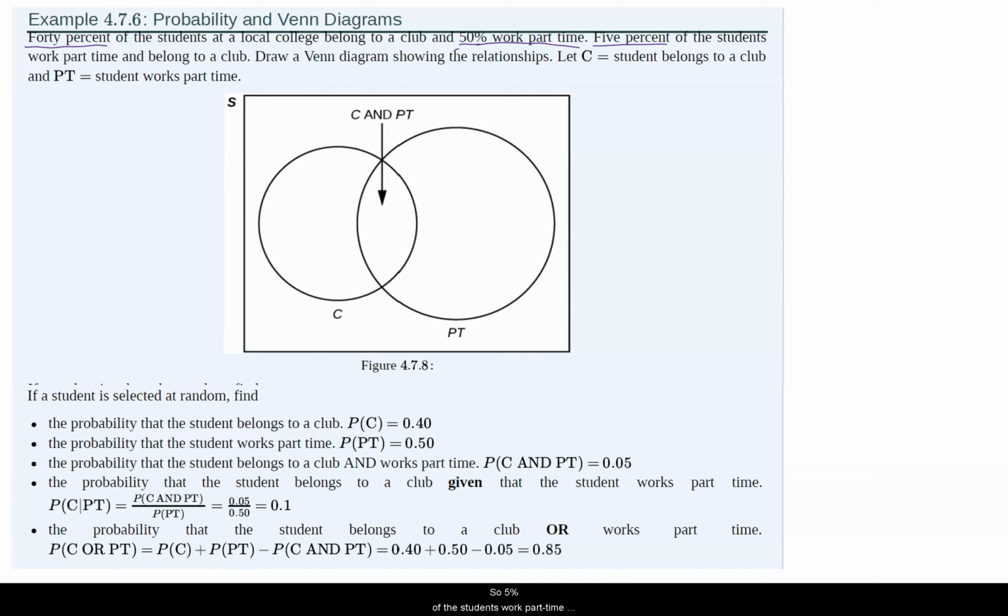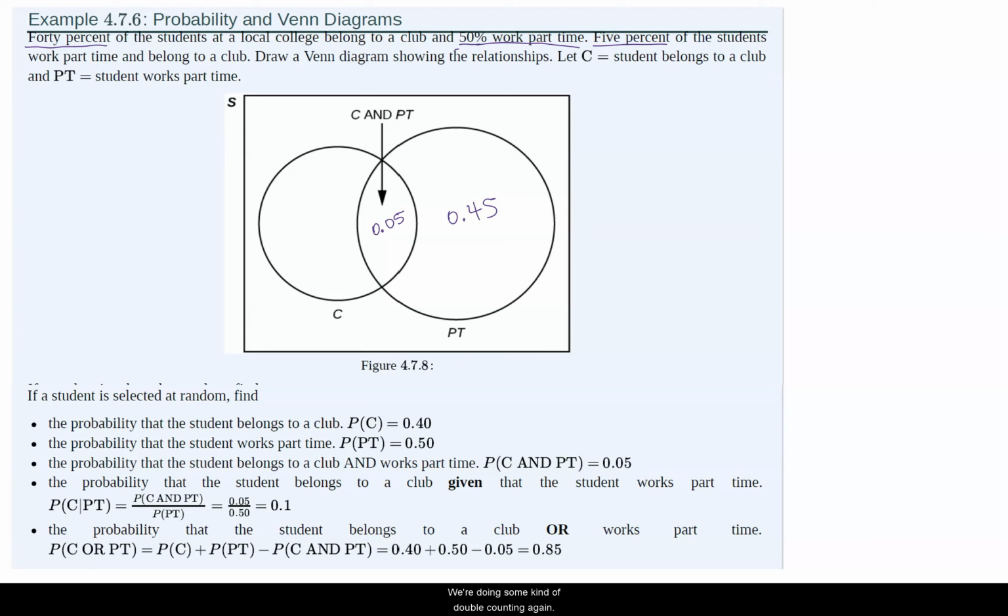So 5% of the students work part-time and belong to a club. I'm going to put that 5% right here in that intersection. 5% work part-time and belong in a club. Once I have the 5% in the middle, I cannot put 50% here because that's too much. Now I have 55% in my part-time pool, and that can't happen. So I need to take 5% out of that 50% to get 45% that only work part-time.